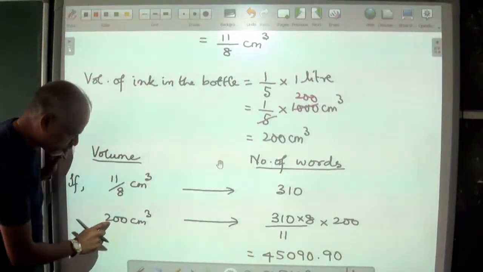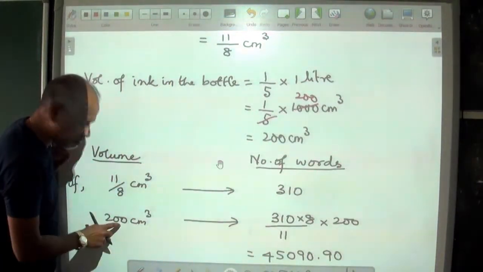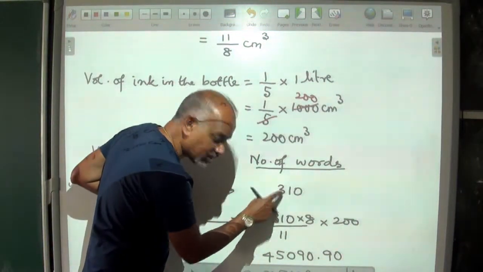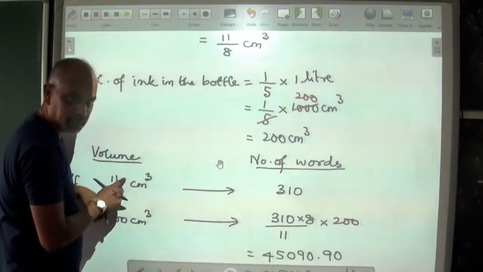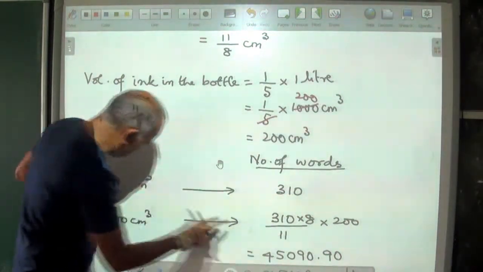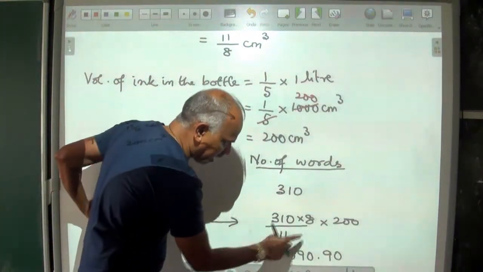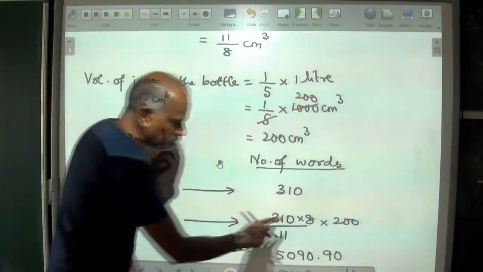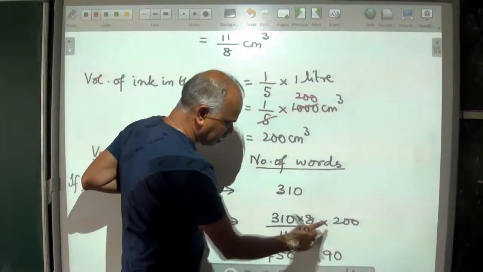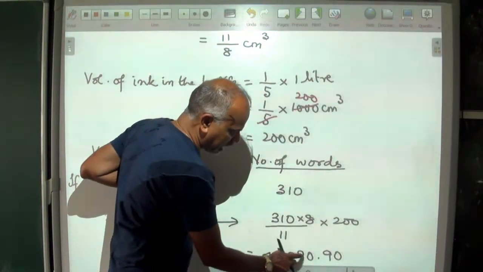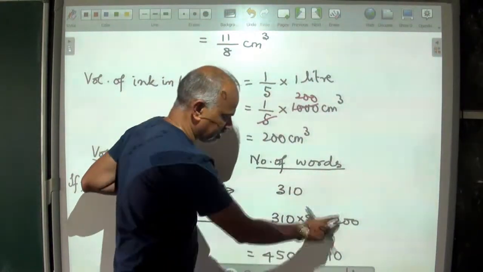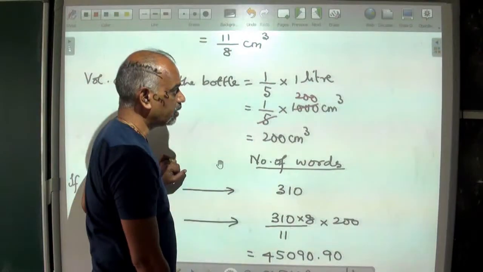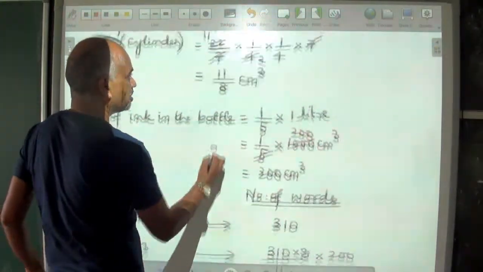So second step, if 200 centimeter cube is the volume, then it will be writing 310. I have written the same thing. From here to here is division. So divided by 11 by 8, that 8 goes up, into the actual volume of ink in the bottle, that is into 200. If you simplify this, after simplification you get 45,090.90.